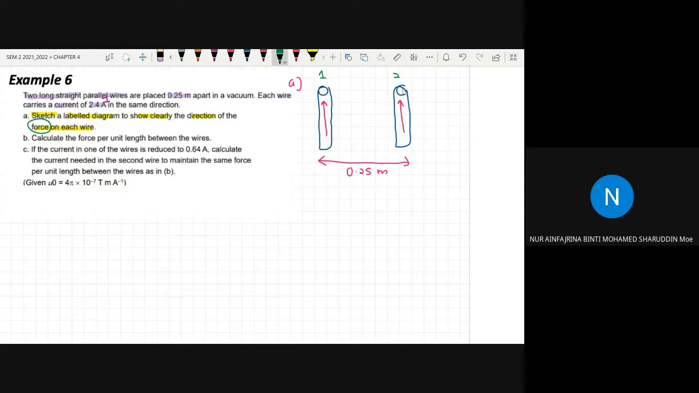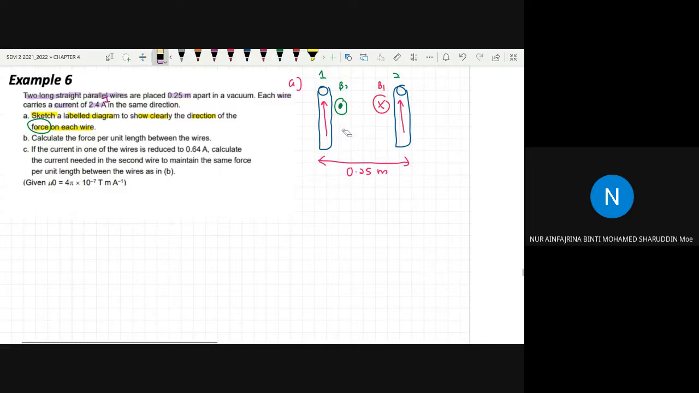So kita tahu wire 2, thumb kita ke atas ikut direction of current. Jadi dekat belah sini magnetic field masuk dan dekat belah sini keluar. Jadi dekat sini magnetic field dia adalah keluar. And then kita tahu kalau nak cari magnetic force dekat wire 2, kita kena cari magnetic field dekat wire 1. Sebab magnetic field dekat wire 1 ni lah yang akan influence magnetic force dekat wire 2. So, current ke atas jadi belah sini adalah masuk. Jadi, magnetic field untuk wire 1 adalah masuk.